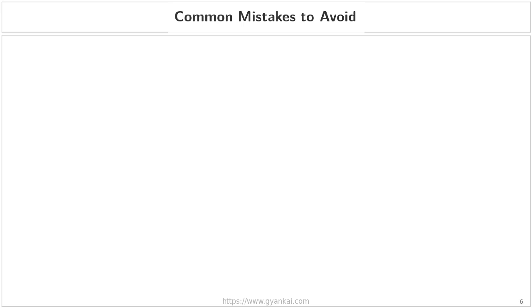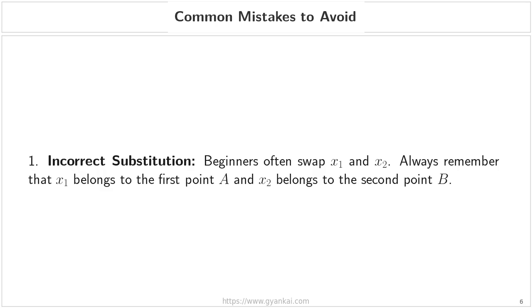Now, as we wrap up this lesson, I want to pause and discuss some common pitfalls. Even if you understand the concept of the k/1 ratio, these small errors can lead to incorrect answers. First, watch out for incorrect substitution. A very common mistake for beginners is swapping the x1 and x2 values. To avoid this, always double-check that x1 is assigned to your starting point, point A, and x2 is assigned to your ending point, point B. Keeping your endpoints organized is crucial.